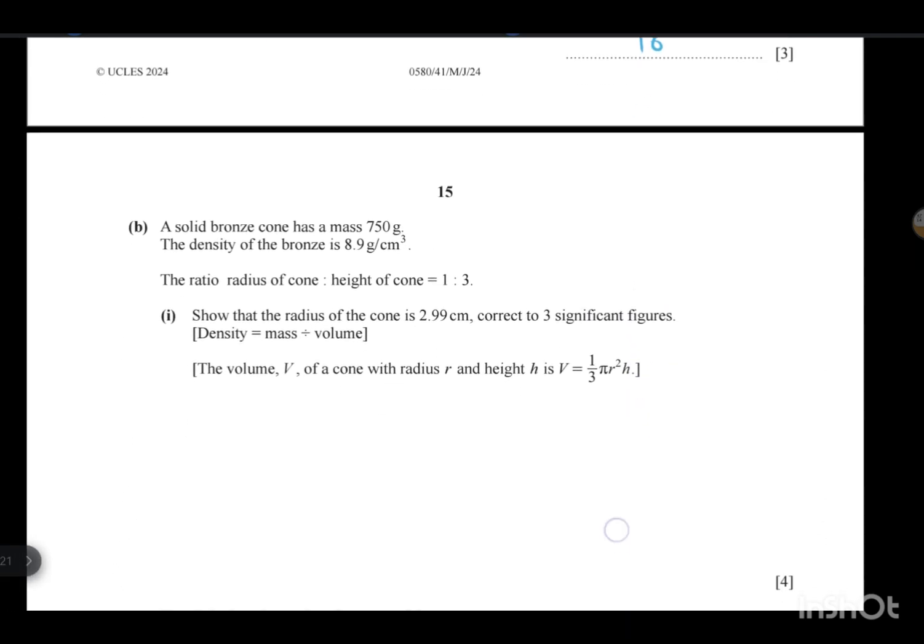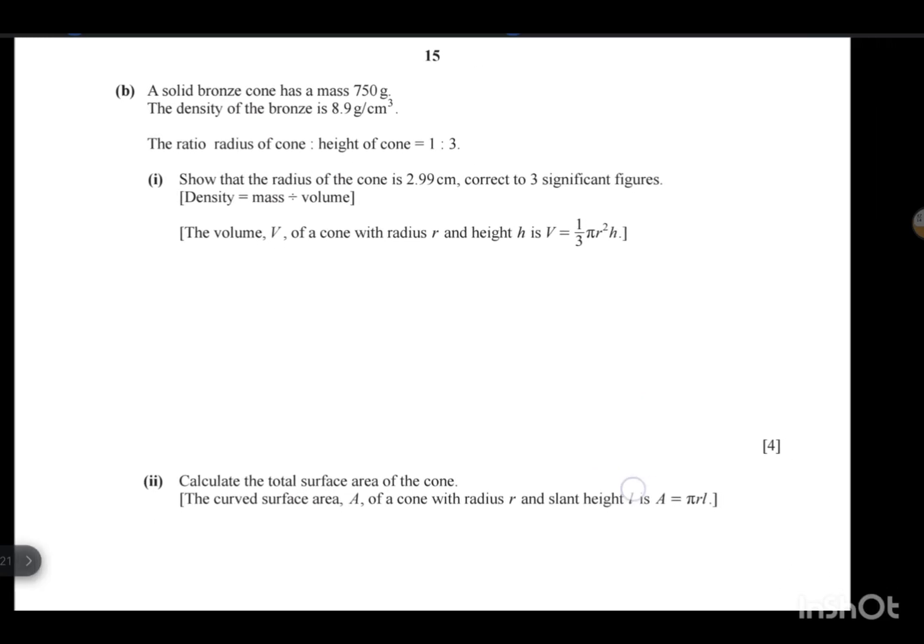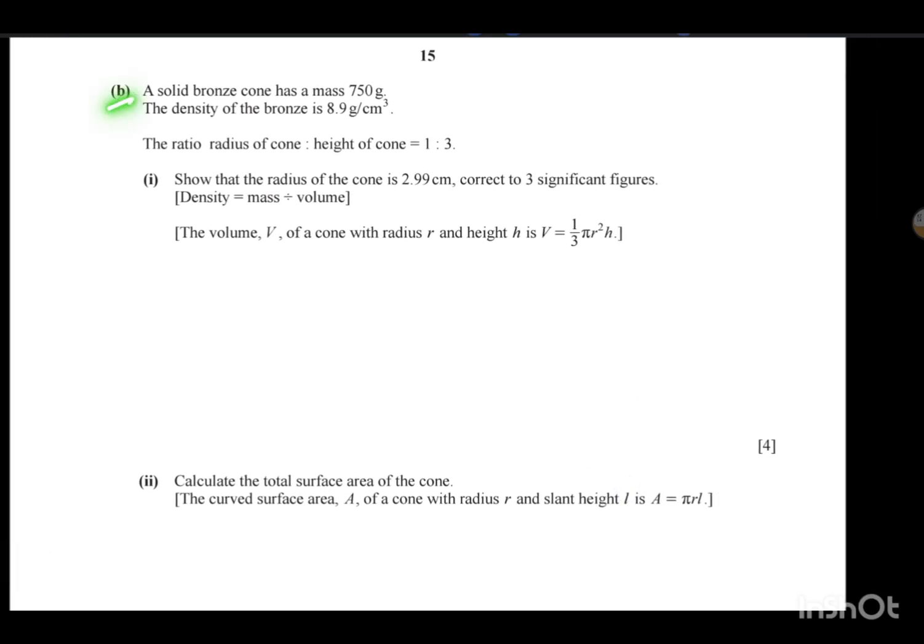Question number B. A solid bronze cone has a mass 750 grams. The density of the bronze is 8.9 grams per centimeter cube. The ratio of radius of cone to height of the cone is 1 is to 3. Show that the radius of the cone is 2.99 centimeters, correct to three significant figures, and the formula for density is given. Density is equal to mass divided by volume.